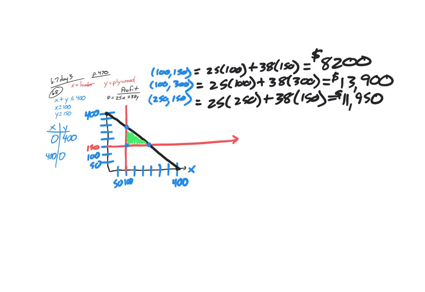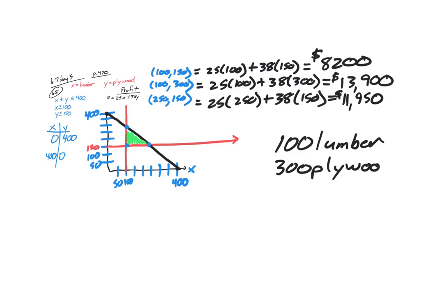Okay, it doesn't change my max. My max would still be here. So what we're saying here is if we were this company, and we're trying to figure out how much money we are going to make, this would be what I would choose. I want to make the most money I could make. And in order to do that, we would make 100 units of lumber and 300 units of plywood. And that gives me a max profit of $13,900.